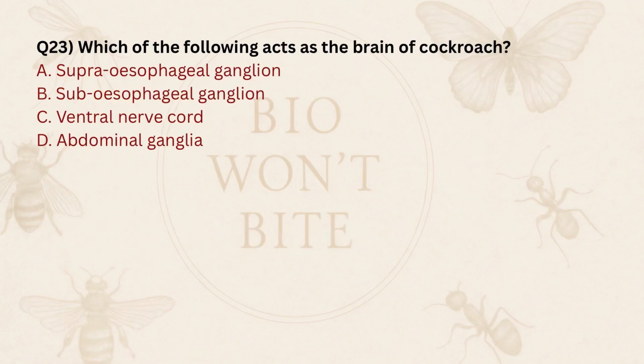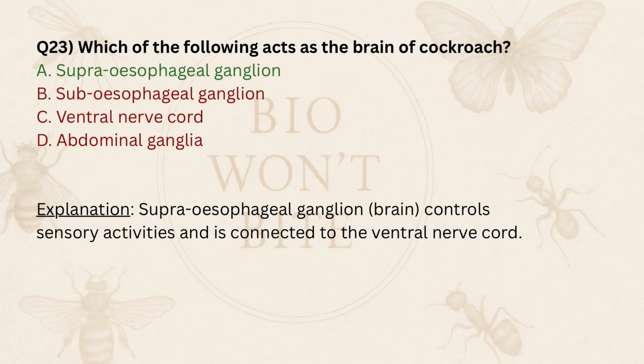Number 23. Which of the following acts as the brain of cockroach? The correct answer is option A, supraoesophageal ganglion. The ganglion lies above the oesophagus and controls the compound eyes, antennae, and other sensory organs. It acts as the brain of cockroach.